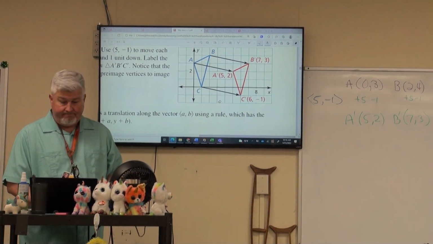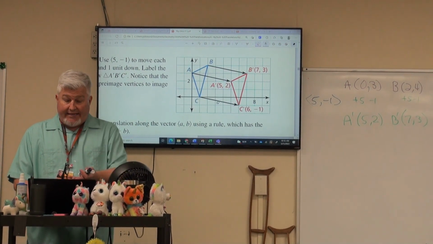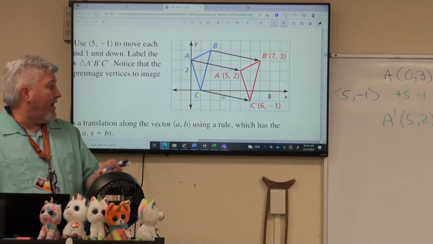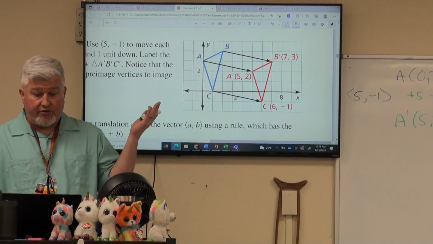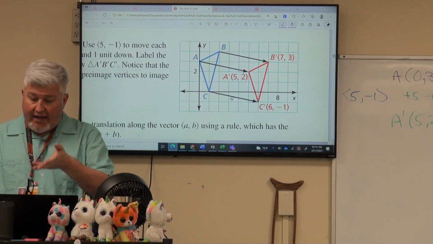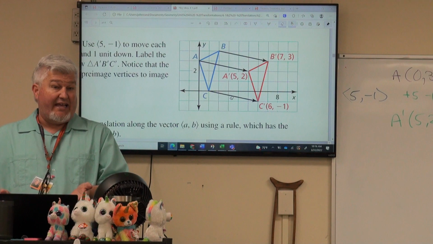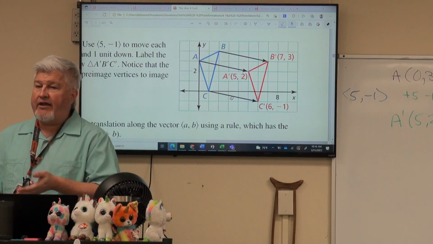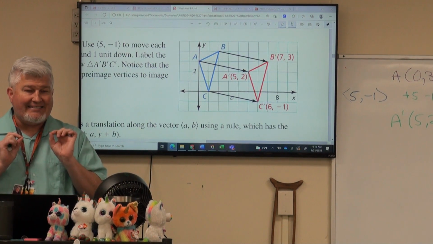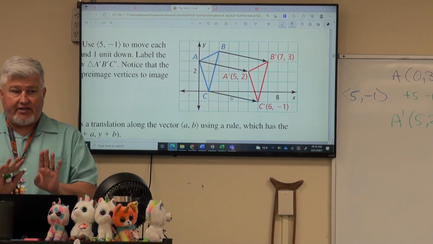Okay? So again, the blue image, that's your pre-image, your original graphing points of 0, 3; 2, 4; and 1, 0. And then with your vector component of 5, -1, the red, the A'B'C', is what that now looks like. If you've done it correctly when you draw it, the 2 triangles should look exactly the same, just in a different location.